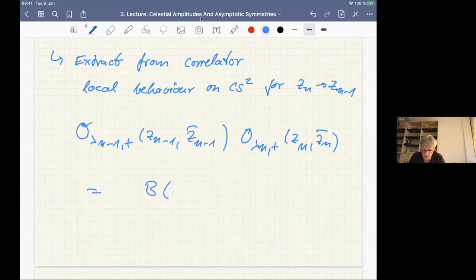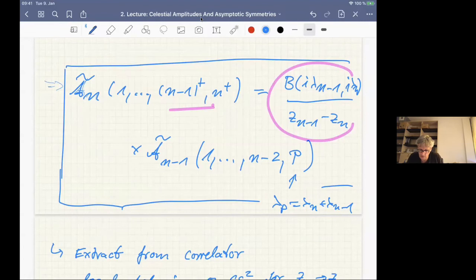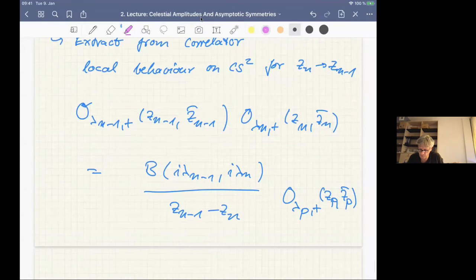So we have these gamma functions and theta functions, and then C_{n-1} minus C_n. In other words, this is lambda_p for C_p, because of course the C's are entering here. Then we extract the operator from this amplitude and the correlator, and we know that this is lambda_{n-1} plus lambda_n. So this is one important OPE for two gluon operators on the celestial sphere.